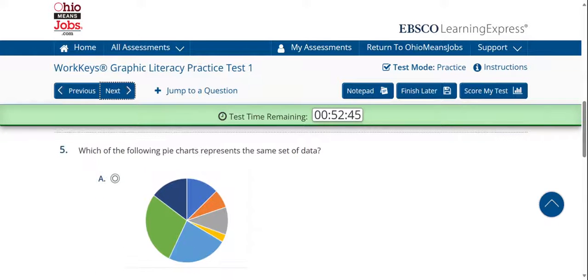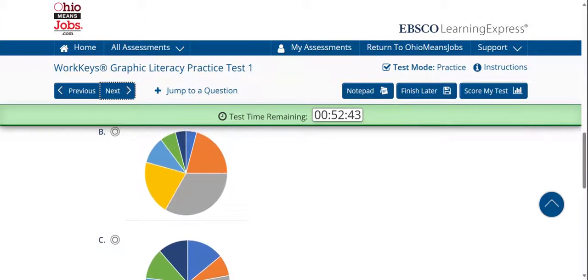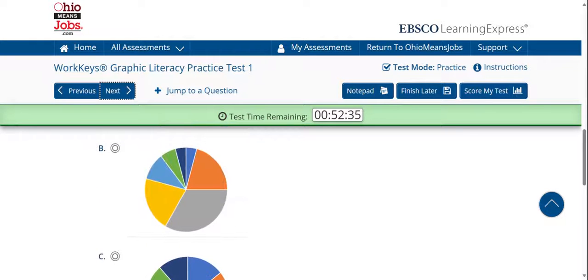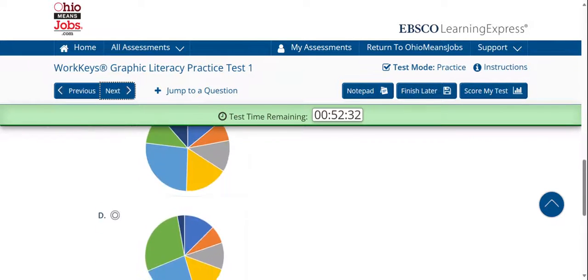And then they want you to represent the same data with pie charts, which is again interesting because they're having you compare two different types, or two different styles, of graphs.